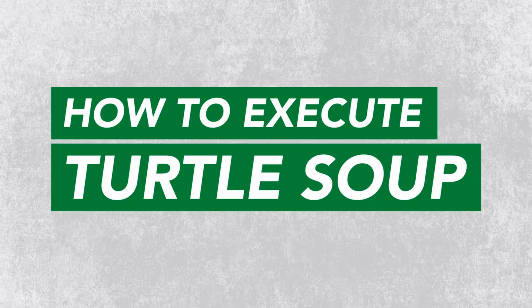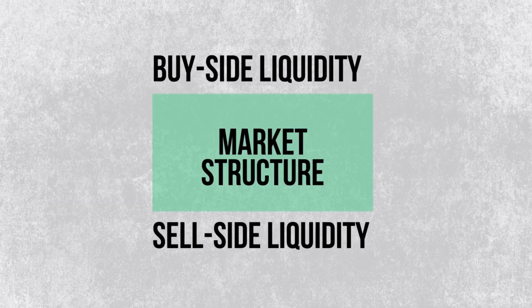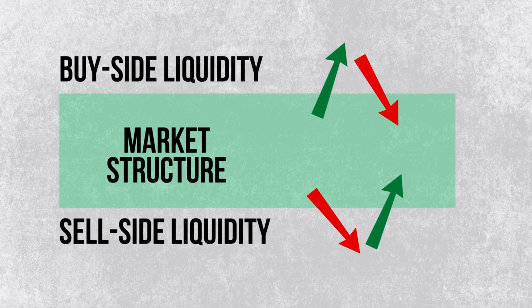How to trade using the ICT Turtle Soup strategy. Do not catch a falling knife. Let the breakout happen. Let the market enter the liquidity zone and absorb all limit orders resting there. Wait for the market to retreat back into the market structure. Now you can enter a trade opposite to the breakout.